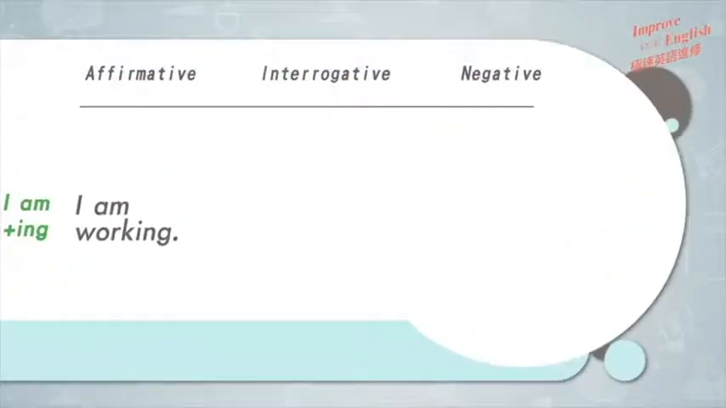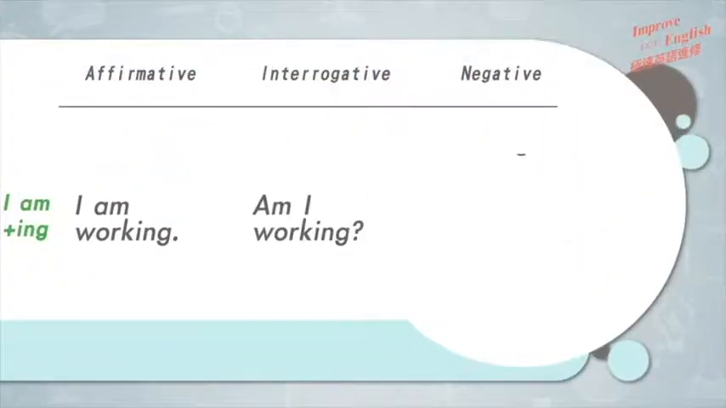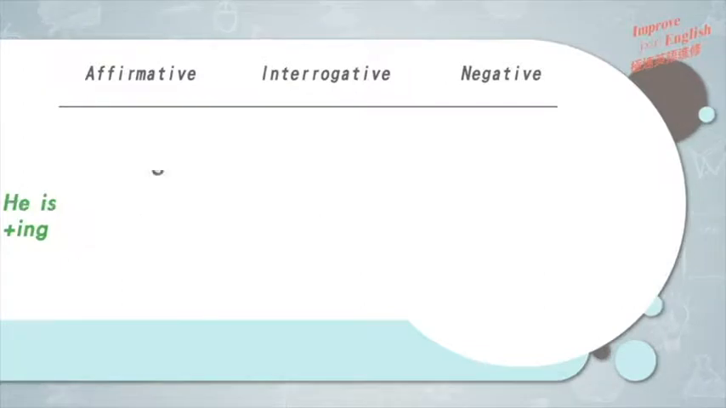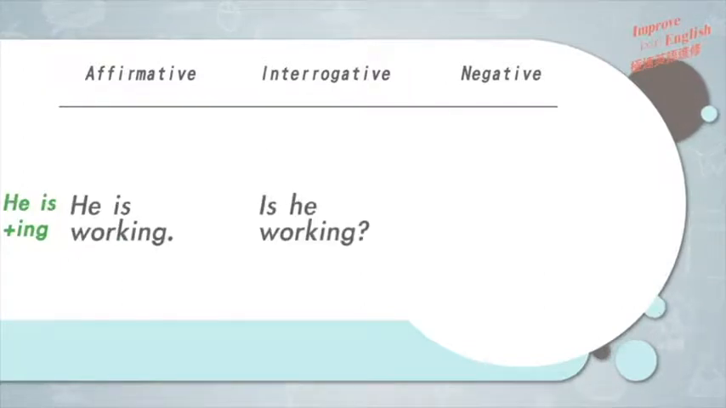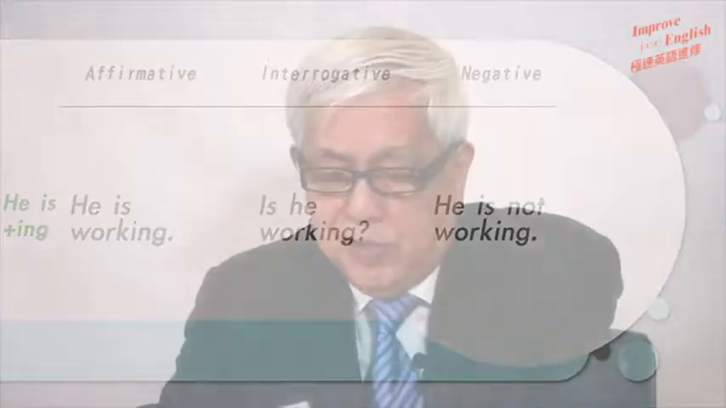The present continuous. I am plus ing. I am working. Am I working? I'm not working. He is working. Is he working? He is not working. Paragraph C. The past continuous.